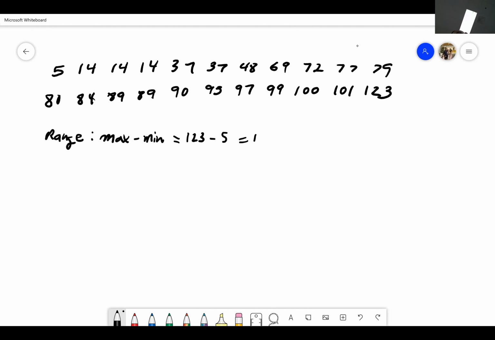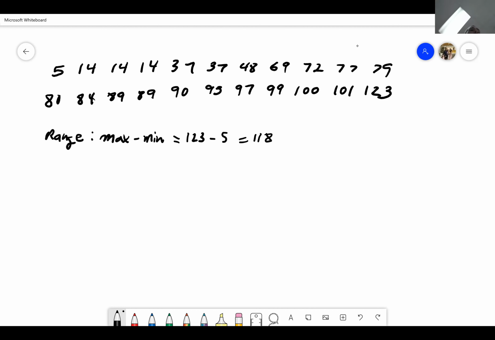5 and 118. Usually in the past I had given you these numbers in order. In this case, it's going to be out of order, so you need to make sure the numbers are in order. If not, you can't do this.